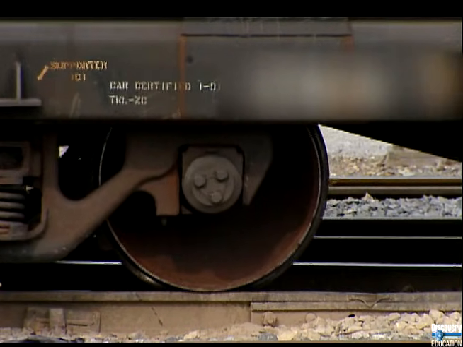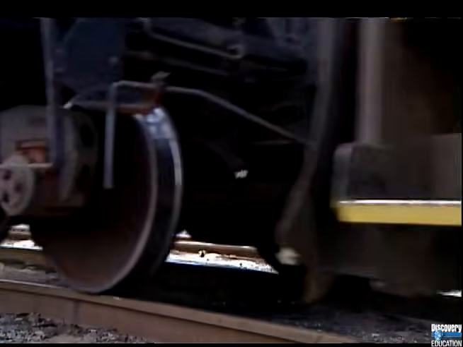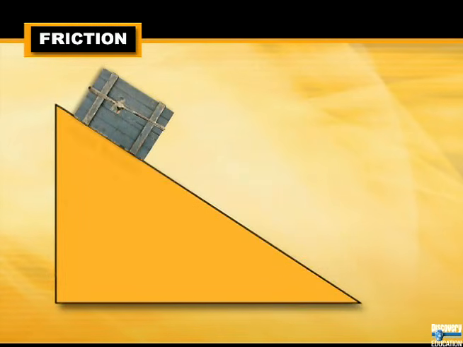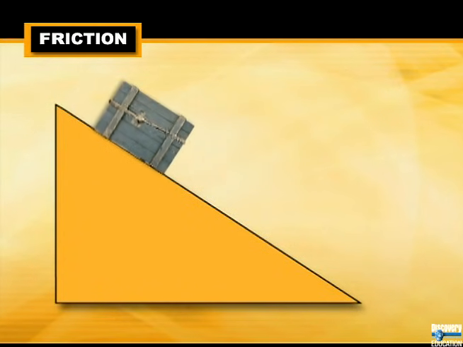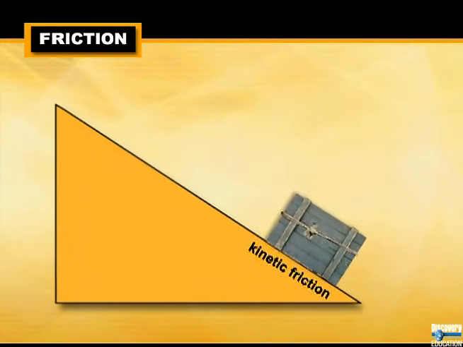Did you ever notice how hard it is to move a heavy object, but once you get it going, it seems to move more easily? That's friction again. Static friction keeps this box from moving and keeps this object at the top of the ramp. Once the block starts moving, kinetic friction slows it down so that it comes to a stop.